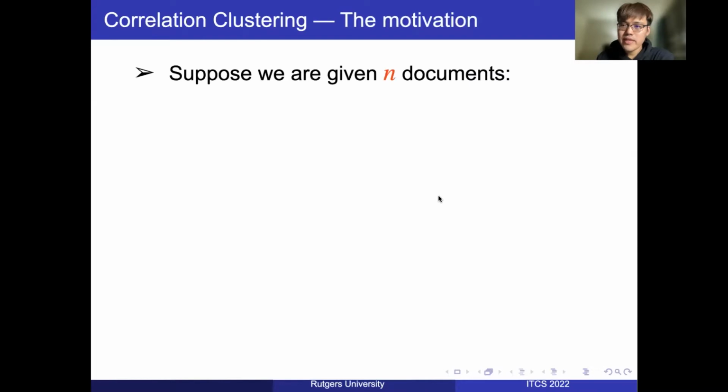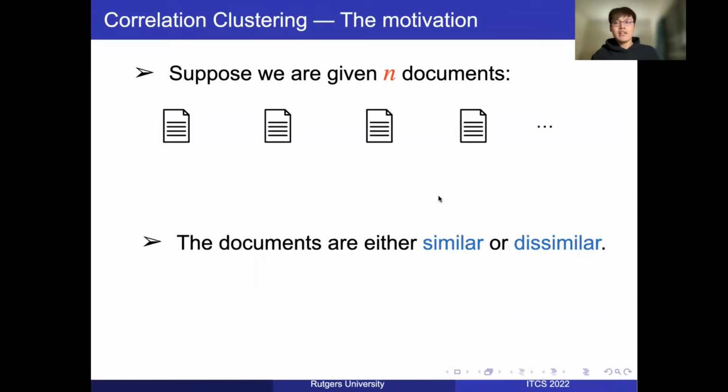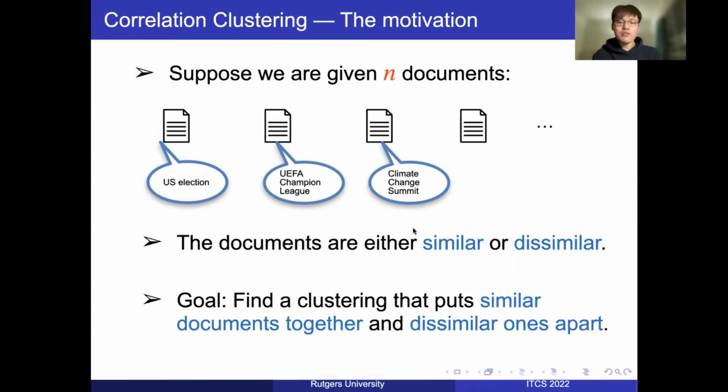Correlation clustering has applications in the real world. For example, suppose we are given n documents and each document is about some topic. Each pair of documents is either similar or dissimilar. For these three documents, the first is about the US election, the second is about the UEFA Champions League, which is a famous soccer tournament, and the third is about a climate change summit. Our goal is to find a clustering that puts similar documents together and dissimilar ones apart.